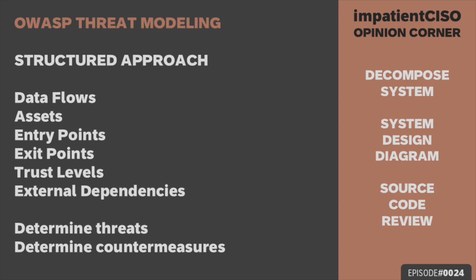The OWASP threat modeling is basically a structured approach to identify threats, but also coming up with good countermeasures. So this is a method that can be found on the OWASP website as well, next to the OWASP Top 10, OWASP cheat sheets. There's a lot of information. But threat modeling is a very specific one.